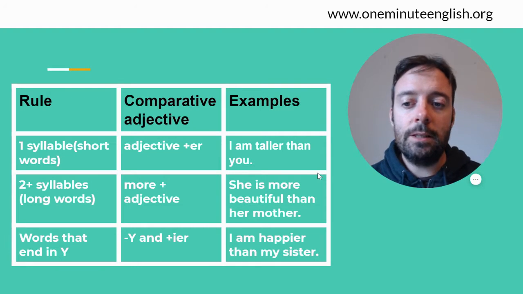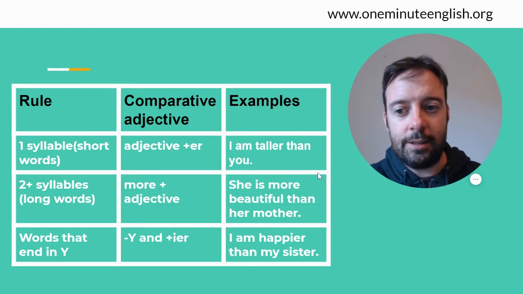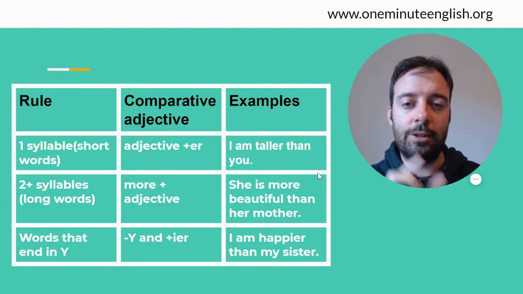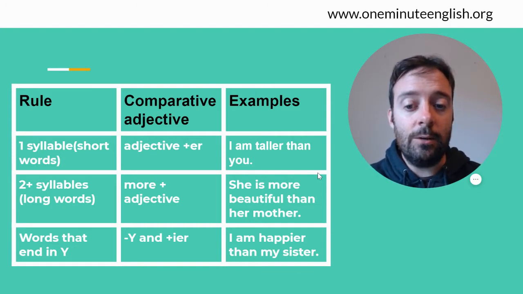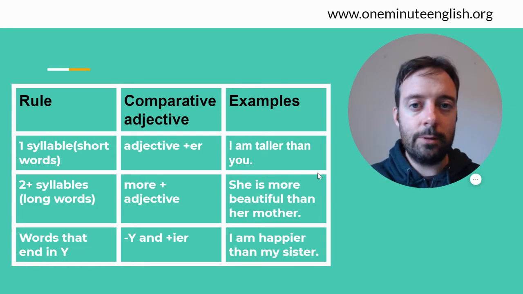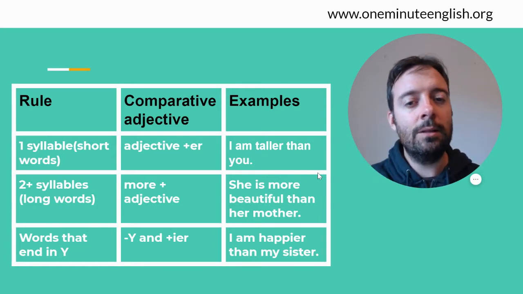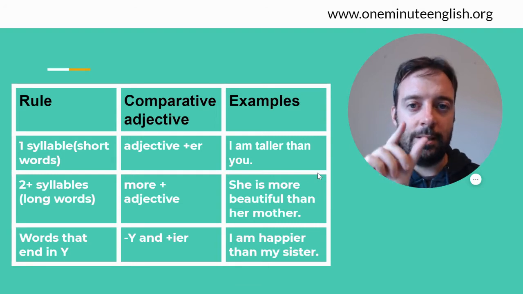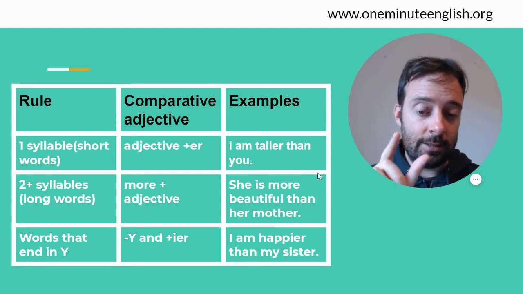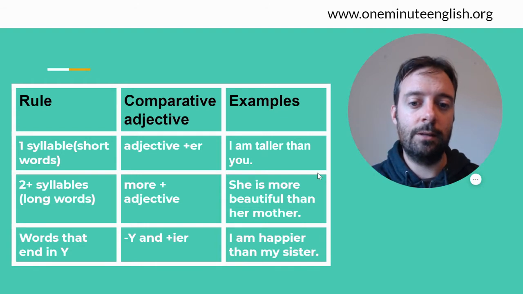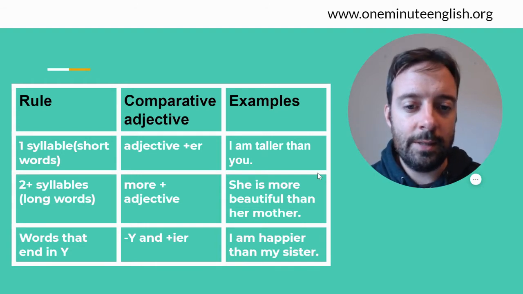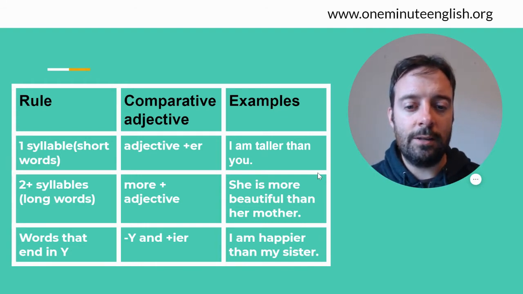If the adjective is short, if it's a short word, then we add -er. Think about that word short. Short is a one syllable adjective, so we would say short, the adjective, plus -er: shorter. Let's look at the example here. I am taller than you.